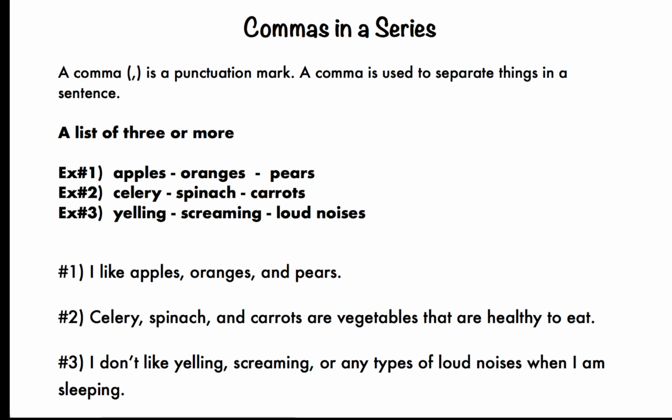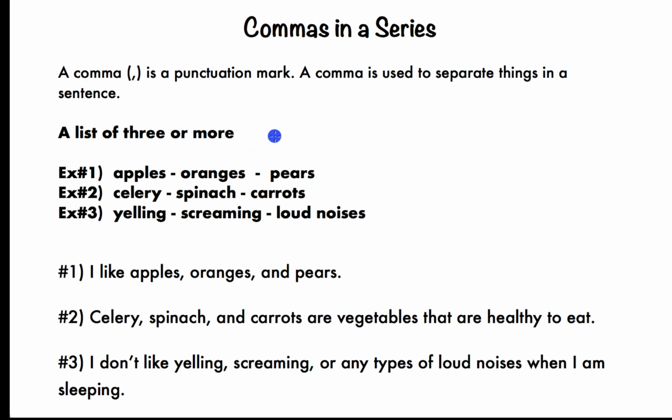For example, if you were talking about apples, oranges, pears, and you would like to place that in a sentence so that it is listed using commas, you would write, as you see for number 1, I like apples, comma, oranges, comma, and pears. So we had a list of 3 or more items. We have a list of 3 here.